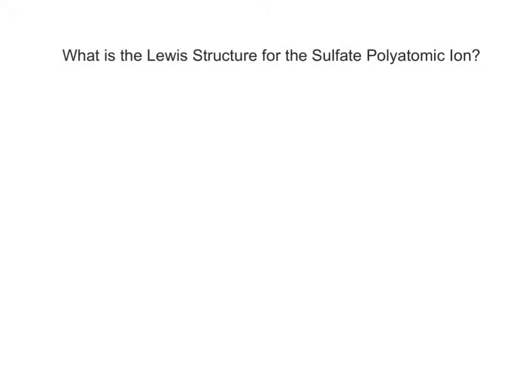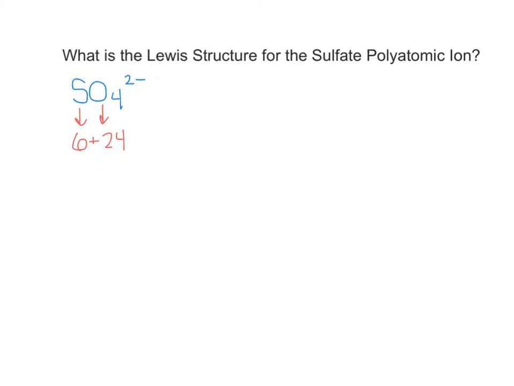To draw the Lewis dot structure for the sulfate polyatomic ion, we're going to need to know how many total valence electrons exist in the ion. So to start off with, the formula for sulfate is SO4 with a 2- charge. That means that sulfur is bringing in 6 valence electrons, and oxygen is bringing in 6 valence electrons, but because there's 4 of them, they're going to bring in a total of 24 electrons.